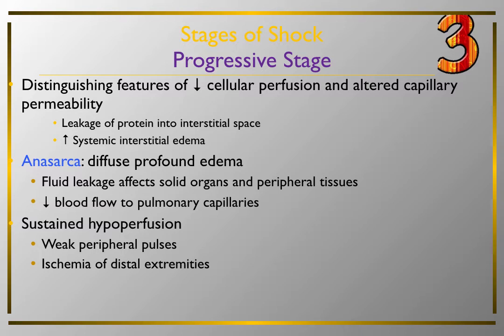Fluid leakage from the vascular space also affects the solid organs, which are the liver, the spleen, the GI tract, the lungs, and peripheral tissues by further decreasing perfusion. Of course, sustained hypoperfusion results in weak peripheral pulses as well as some ischemic episodes of distal extremities. Because remember, those distal extremities have smaller blood vessels, which then leads to, if we're really getting low blood pressure, then there's really no blood flow going to those extremities.